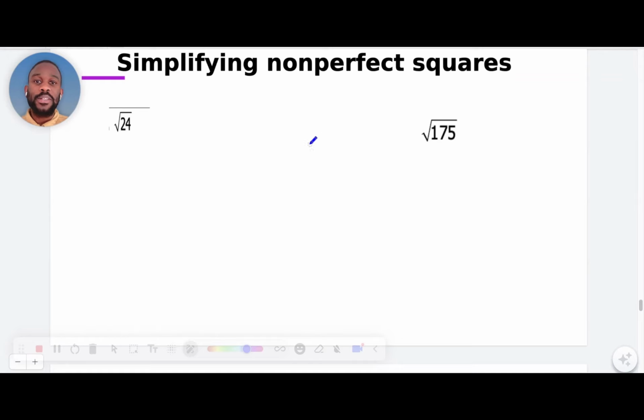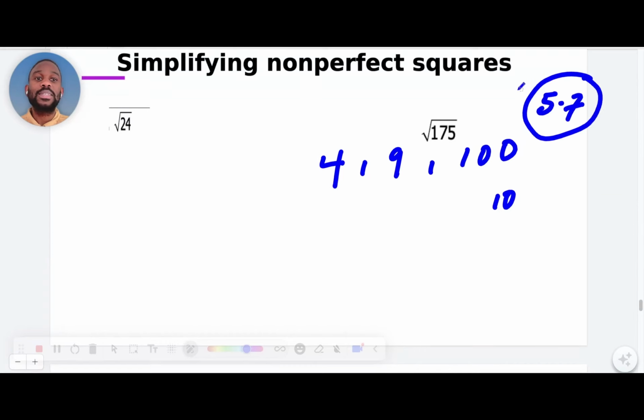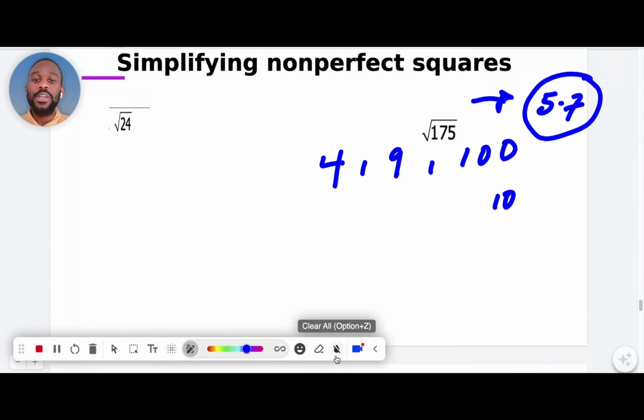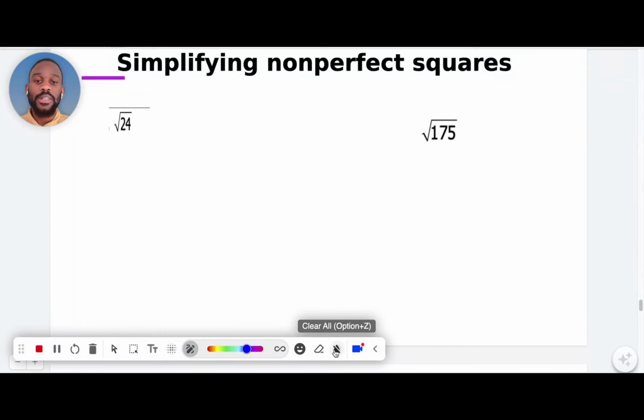And what is a perfect square? A perfect square is a number that has a square root being a whole number. For example, 4 is a perfect square. 9 is a perfect square. 100 is a perfect square. Why? Because the square root of 100 is 10, which is a whole number. What if the square root was 5.7? That means whatever we got the 5.7 from is not a perfect square. It's called a non-perfect square.